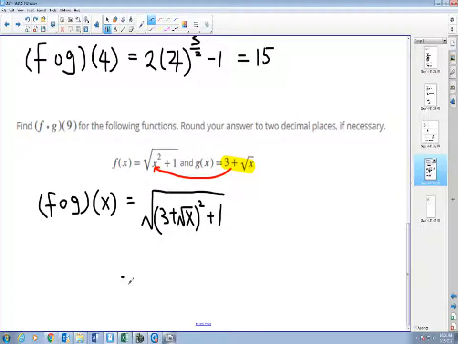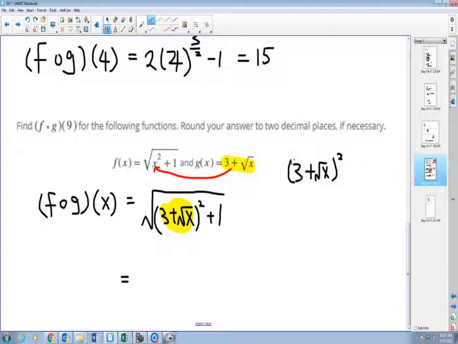Okay, now I can simplify this if I want to. I'm going to do it just to show you what a domain can be like. Okay, let me show you. This is a weird looking thing here. All right, this whole thing being squared: 3 plus square root of x, whole thing squared.